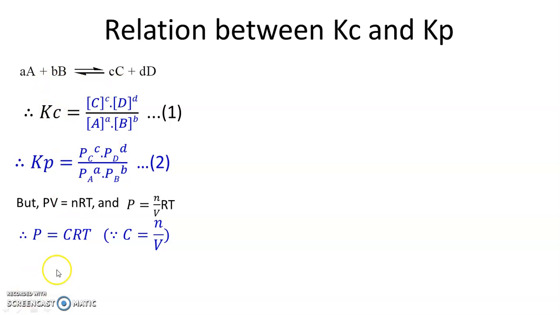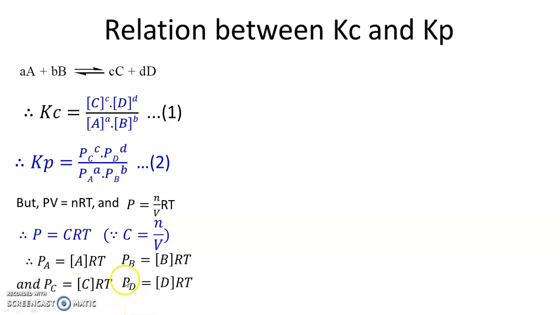Then for reactants and products, for reactant A, the partial pressure of A is equal to the molar concentration of A into RT. For reactant B, the partial pressure of B is equal to the molar concentration of B into RT. Similarly, the partial pressure of C is equal to the molar concentration of C into RT, and the partial pressure of D is equal to the molar concentration of D into RT. Now we know the values of the partial pressures of A, B, C and D.